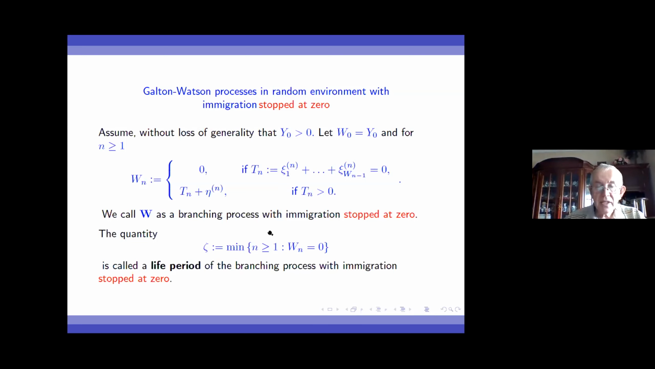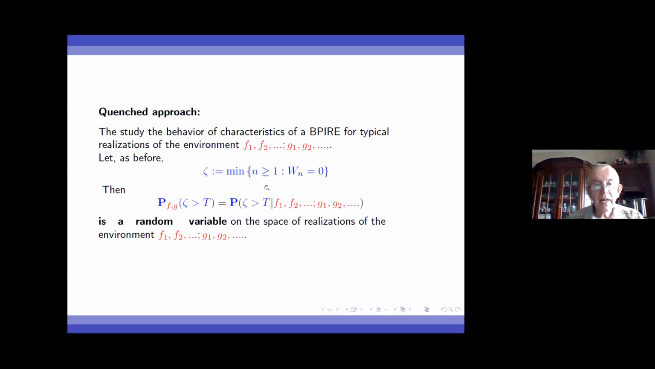So this is the definition of the process stopped at 0, and I will continue with it. The first part of my talk is just devoted to studying this process. You know that there are two possibilities to study a branching process in a random environment. First of all, the quenched approach: the study of the behavior of characteristics of a branching process in random environment for a typical realization of the environment, because the realization is random, and for this realization we study this quantity.